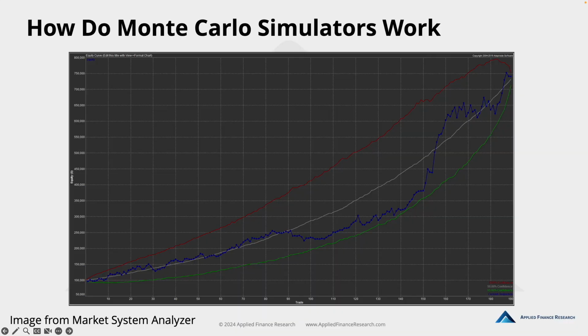If you've taken any of our courses at Applied Finance Research or studied with Dr. Van Tharp or Dr. Ken Long, my mentors, then you know that Monte Carlo simulations are an important part of our trading system research protocol and an important part of our success in trading. But exactly how do they work?